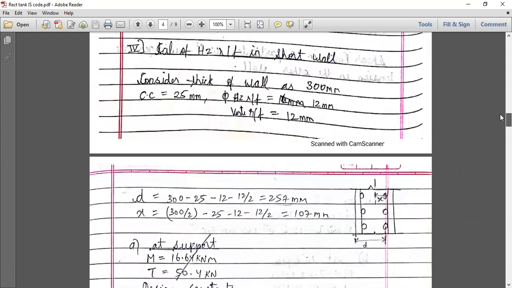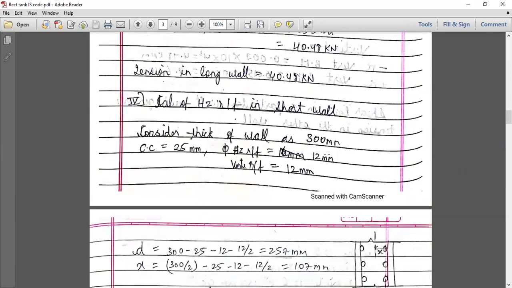ठीक है, so now just tell me what is the thickness you are getting from the thickness criteria. Yes, please write in the chat box.